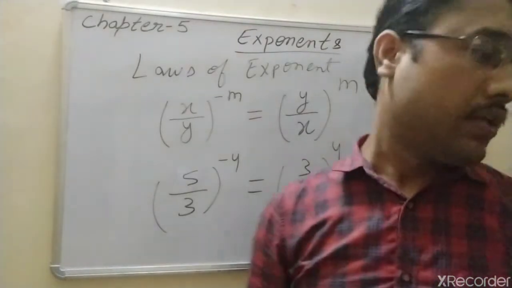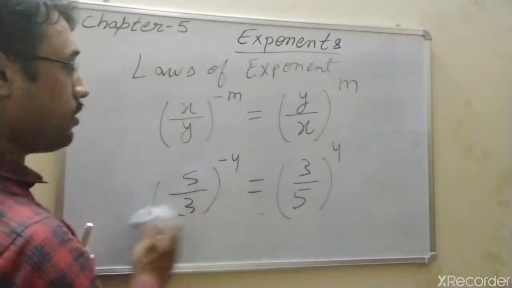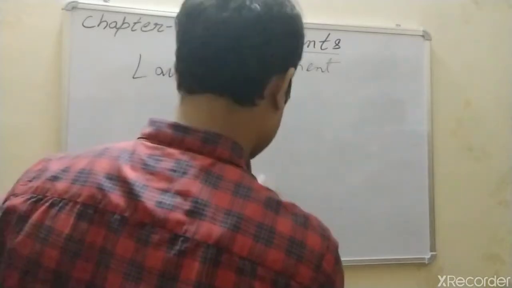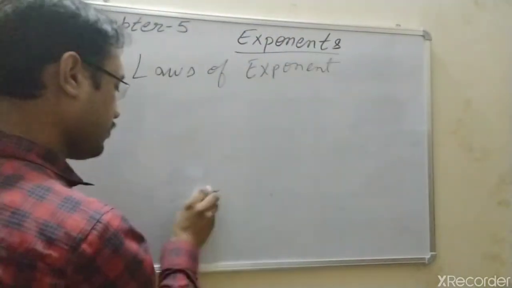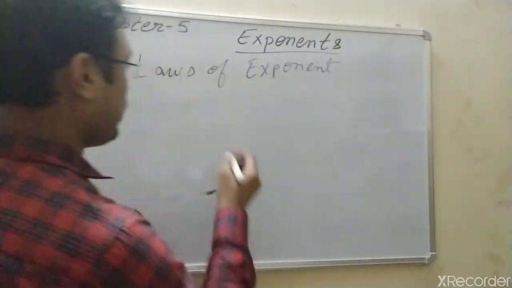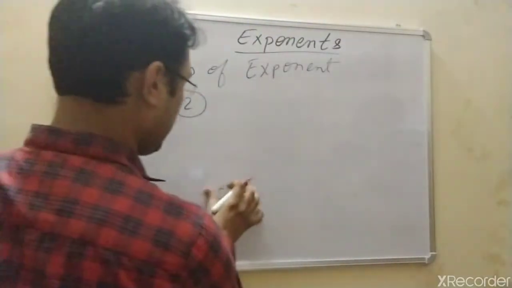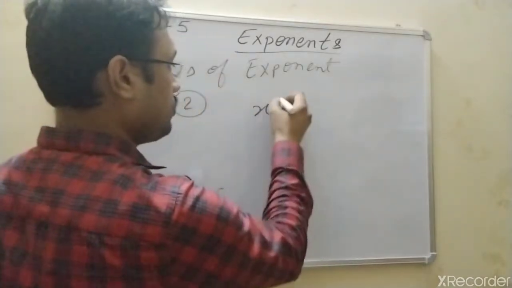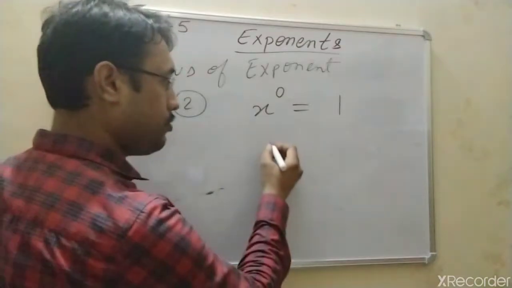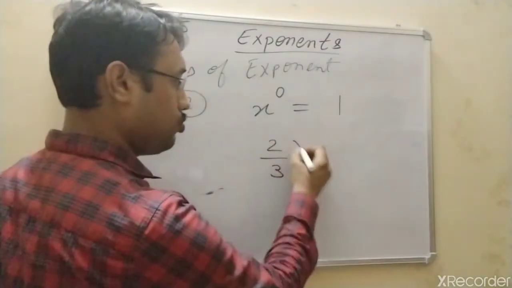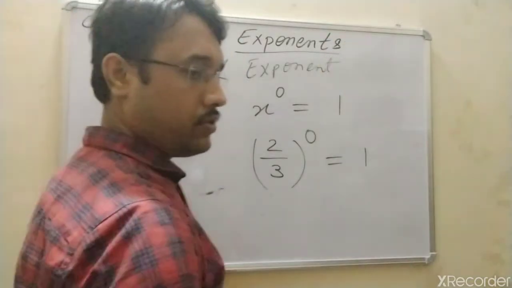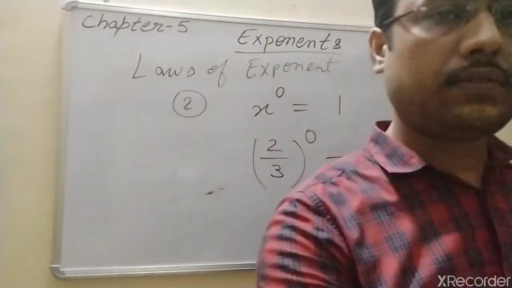This is law number 1. The second rule is this: x to the power 0 is 1 only. That means any number you give power 0 here, for example 2 by 3 to the power 0, you will get 1.